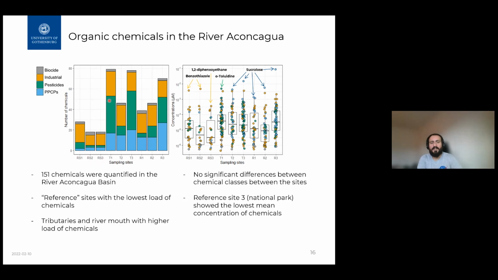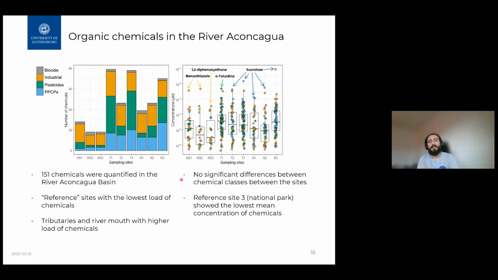We observe a high number of chemicals in tributaries 1 and 3, which is a bit expected, since you can see here in green a big bar connected to pesticides, since those tributaries run through agricultural areas. So it's very clear here the runoff contribution. And also we have river site number 3 with a high number of chemicals. If you think about the river basin, that site acts as a final site collecting all the chemicals from the whole catchment.